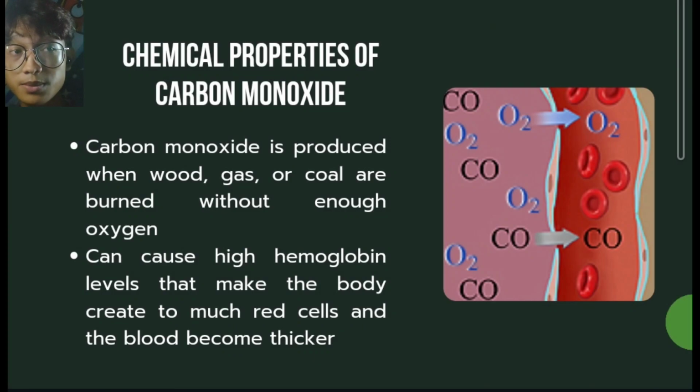For our next slide, chemical properties of carbon monoxide. Carbon monoxide is produced when wood, gas, or coal are burned. Carbon monoxide can cause a high hemoglobin level that can make the body create too many red cells, and the blood becomes thick. That's all for me.